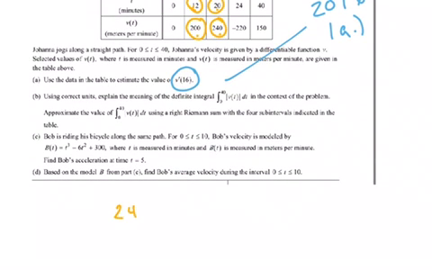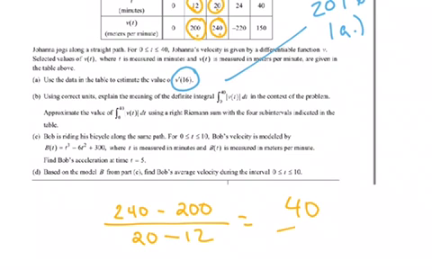So 240 minus 200 over 20 minus 12. This will give me 40 over 8, and that will give me 5. So this tells me that v prime of 16 is 5.